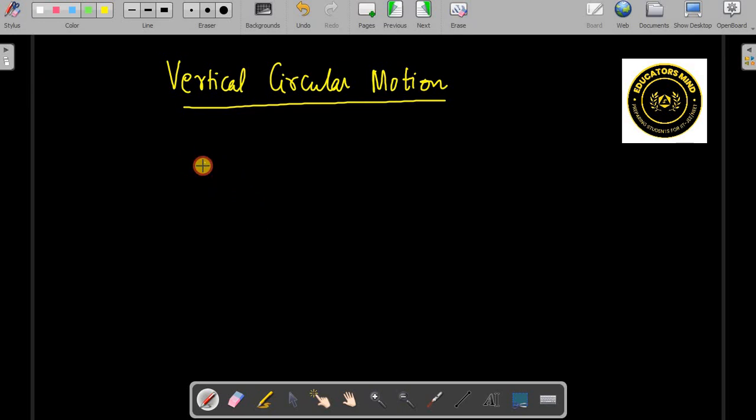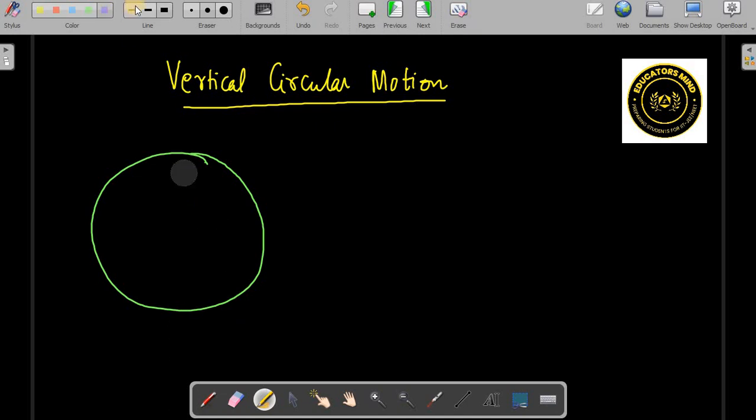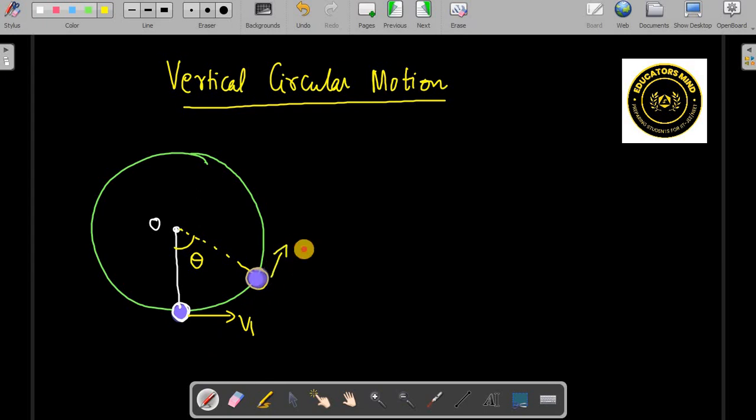So let's understand this. Let us say a body is going in a circular motion. You can consider this as a string, and this is the center of the string, and this body is going, and let's say at the bottom the speed is v1. Then at any general point making angle theta, what will be the speed? We want to calculate the speed at this general point. Let's say this speed is v here.